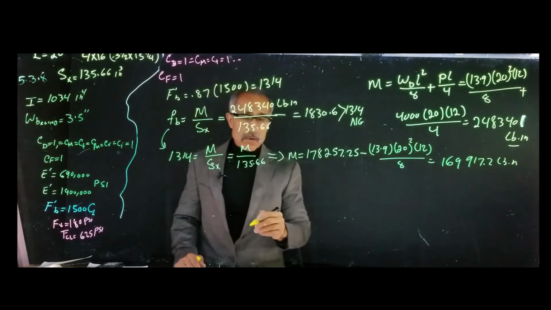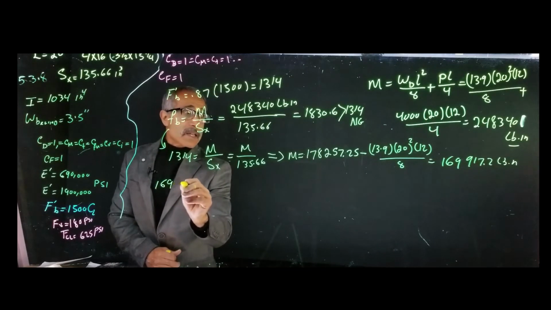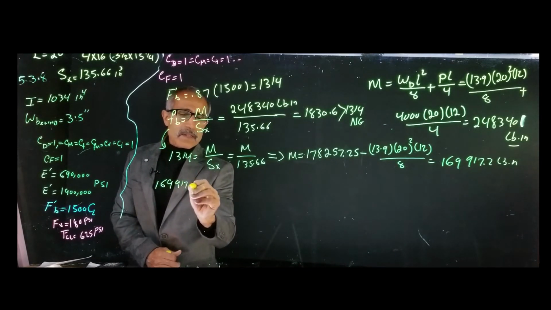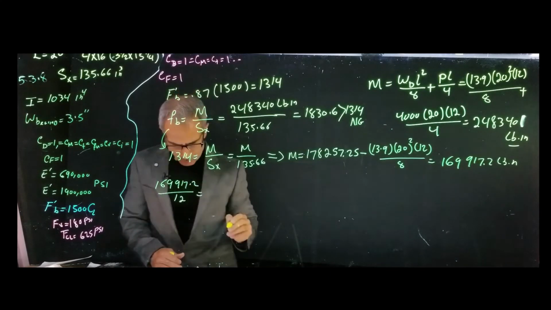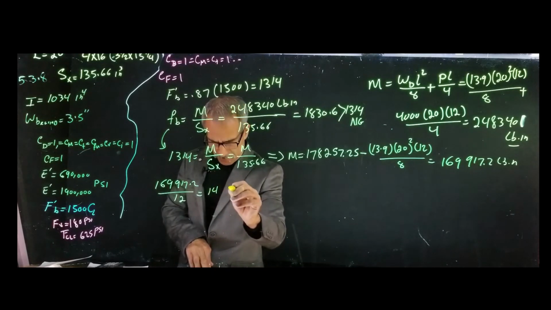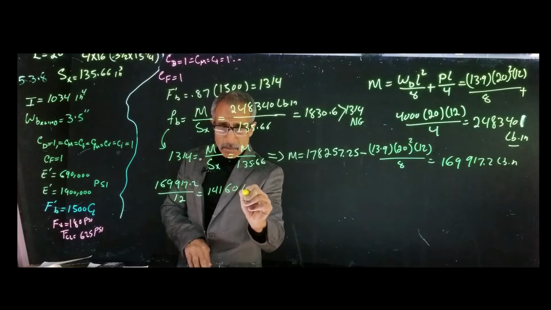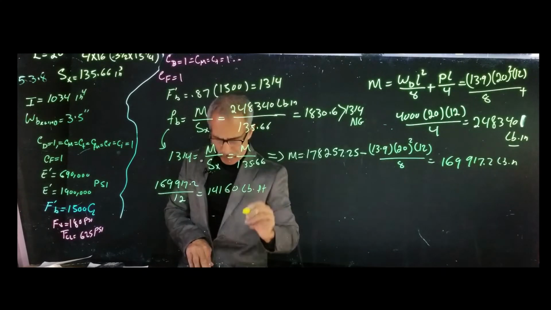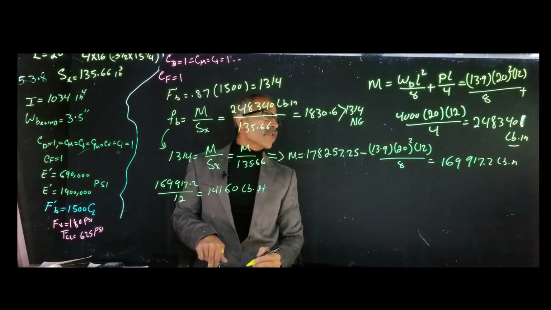I can go ahead. Let's divide that by 12 to make it pound foot. That way I have 169,917.2 divided by 12, and that gives me about 141.60 pound foot. Now I have that. I want to find out what is my maximum moment for maximum load.